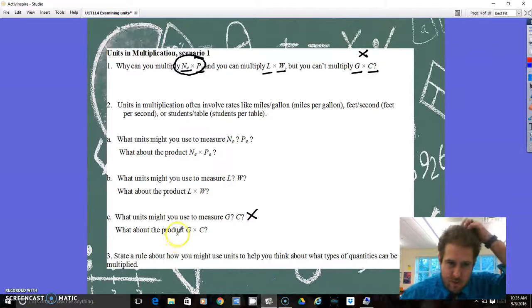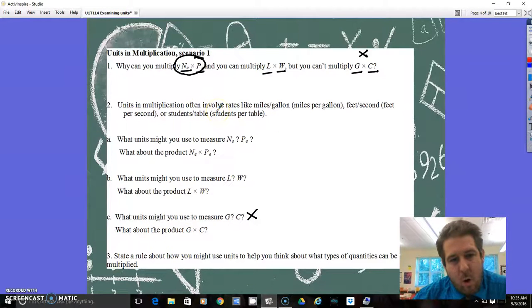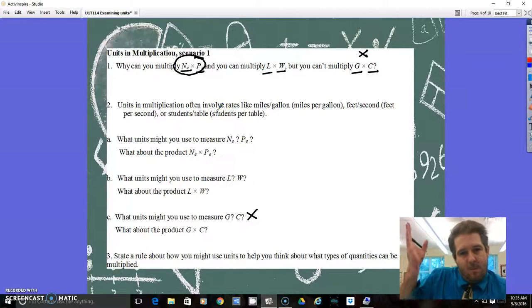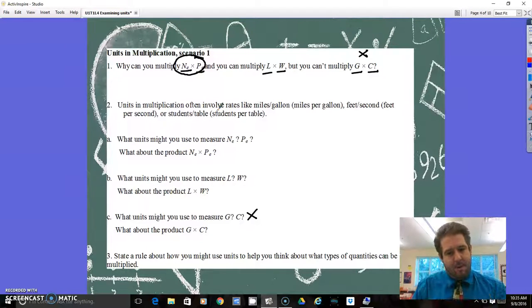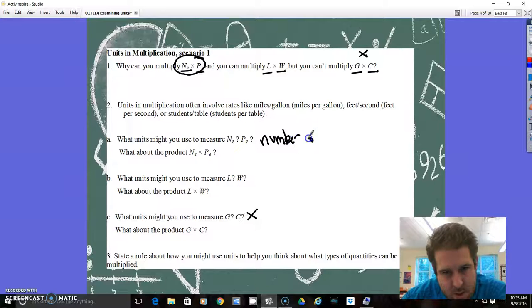So when you go through this lesson one by one, you'll notice that whenever you set it up on the top and on the bottom, you can always eliminate one of the two labels that goes with it. So if we have NE, that's the number of entrees, and on the bottom, it's the price per entree.